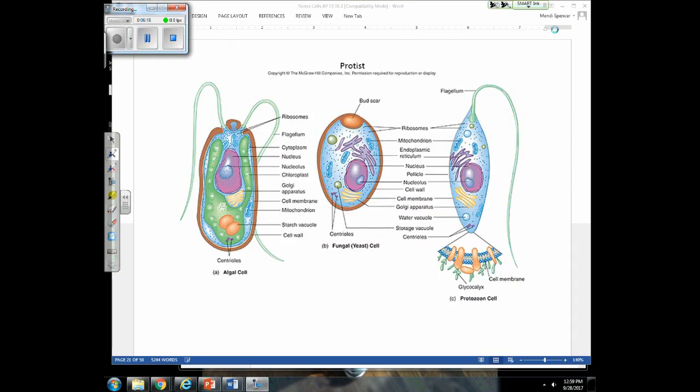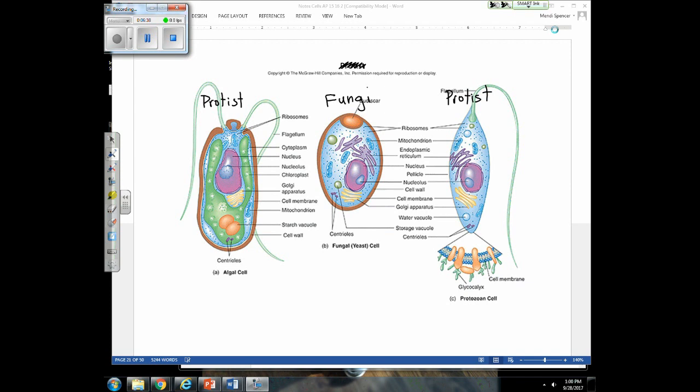The first thing I want you to do on this page is cross through this because all three of these cells being diagrammed here are not protist. As a matter of fact, only this one is a protist. This one is a protist. And this is a fungal cell.